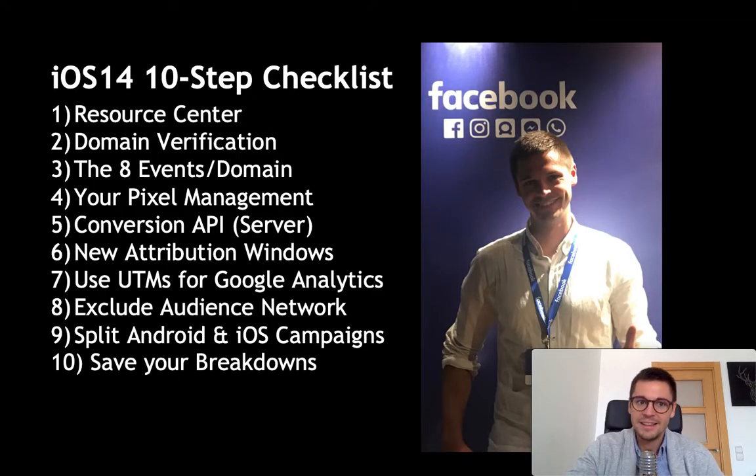To summarize, the 10-step checklist to get thoroughly prepared for iOS 14 is: first, check out the resource center and take all the actions there. Second, verify your domain. The easiest one was with the meta tag, okay? Then define the 8 events for your domain. And here, make sure that with your pixel management, you know that you can only have 1 pixel per domain, okay? In order to also prevent the upcoming update from Google, already be on the safe side with Conversions API, which can be easily installed with the server side-based tracking.